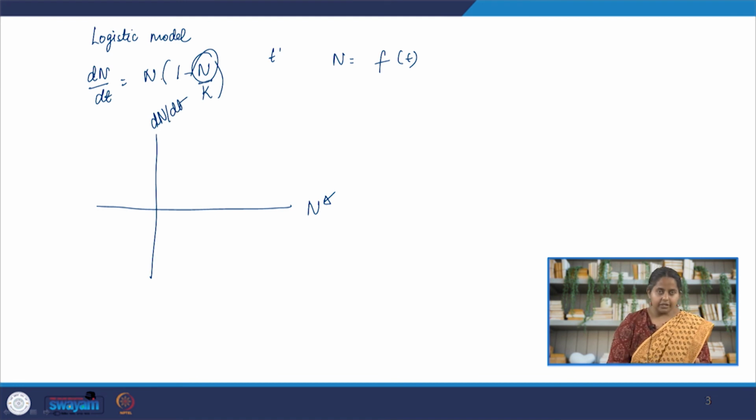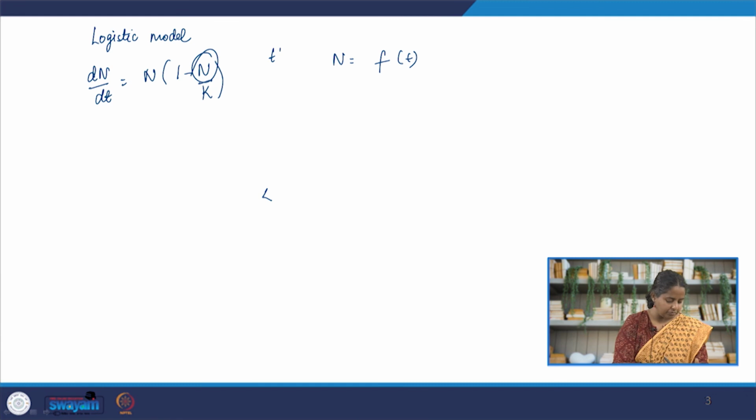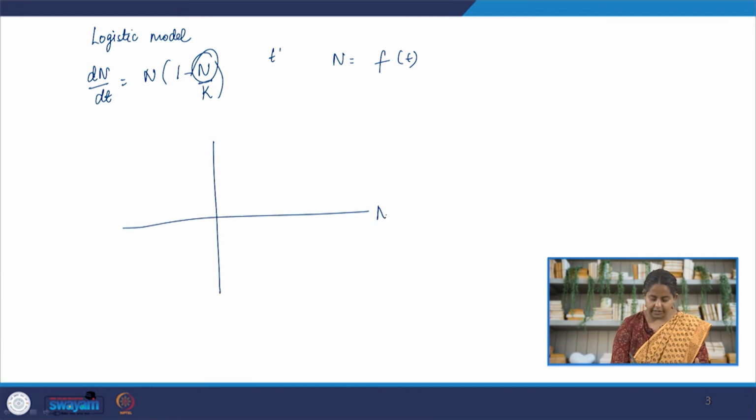Now, if you draw this plot, it will look something like this. And this position is k, this is 0. Now, you may ask me, if I am not going to solve this, how do I know how to plot it? So, I am going to make this very easy for you. How do you plot a graph without putting in information? So, here is n, here is dn by dt.